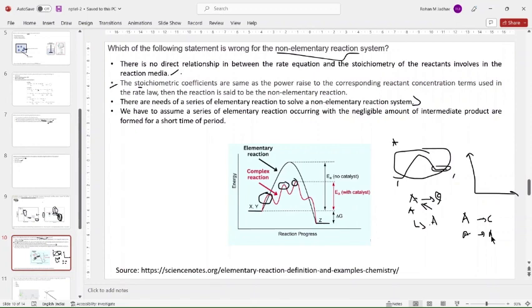So if you were to draw an energy versus reaction progress graph for such a reaction, you would see that there will be variations. Those variations are happening because intermediates like these are formed. And that's why there is a need for a series of elementary reactions to solve a non-elementary reaction system. If you were to map out the activation energy of all the individual steps, the sum of these will give you this initially.